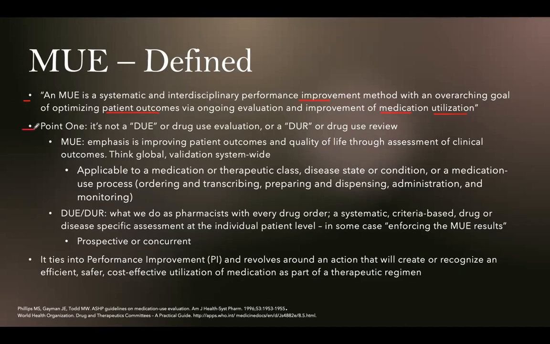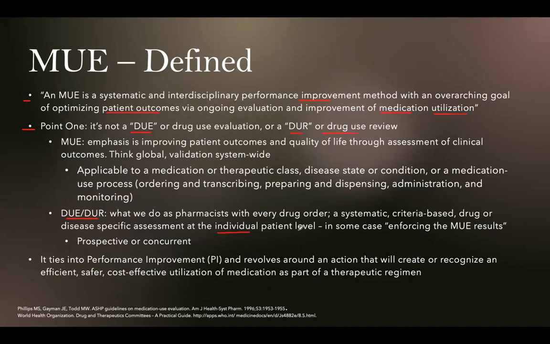But point one, we talked about if you looked at how to work up a patient, that's when you're looking at the here and now. So that's what a drug use evaluation or a drug use review would be, a DUE or DUR. That is when, as a pharmacist, you are looking at every drug order, and based on what you review, drug interactions, appropriate dose, labs versus drug, indication, that is your systematic criteria-based drug disease specific assessment of individual patients, okay?